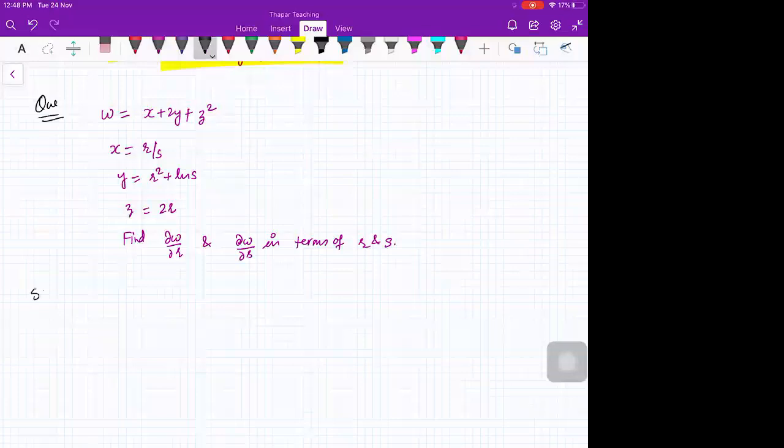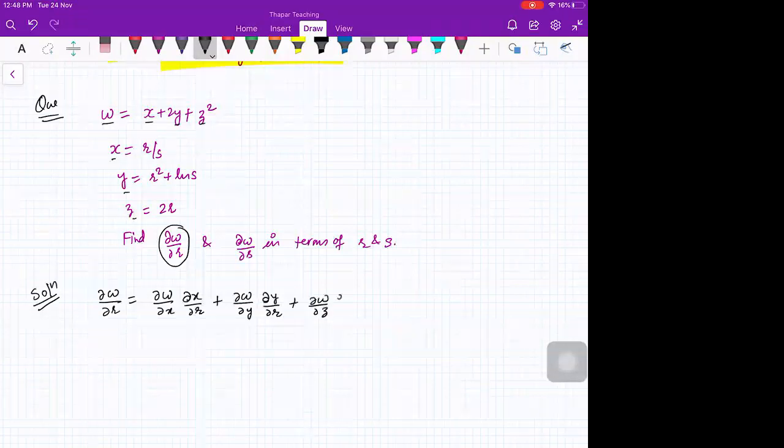For example, curly W by curly R, can you tell me what it will be? W depends on X, Y, Z. X, Y, Z further depend on R and S. So that will be curly W by curly X into curly X by curly R, plus curly W by curly Y into curly Y by curly R, plus curly W by curly Z into curly Z by curly R. Understood?